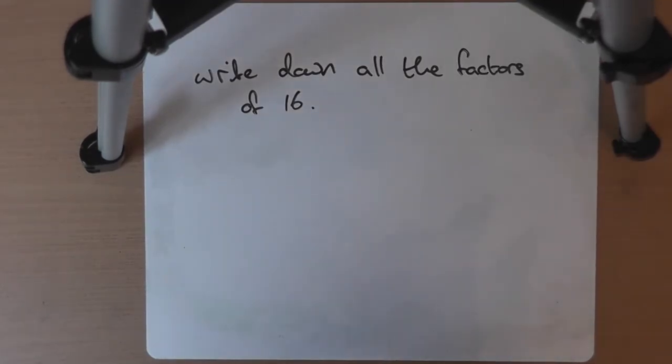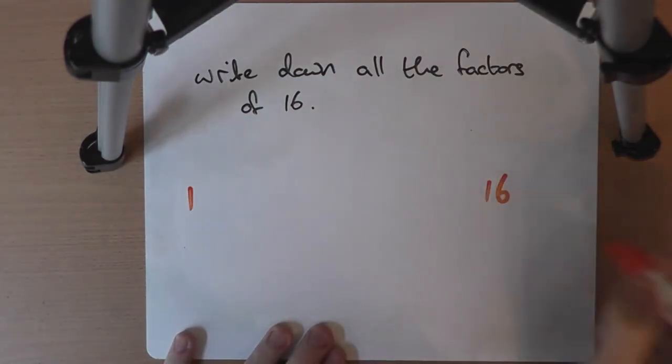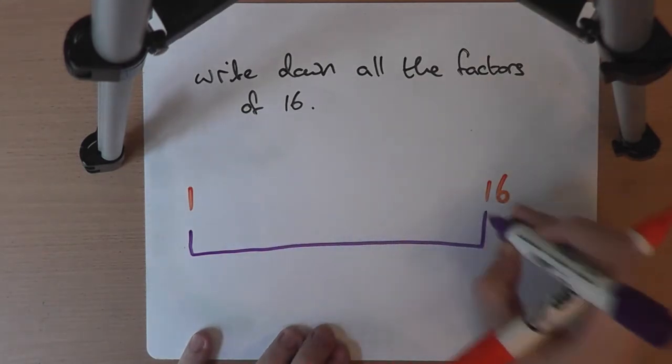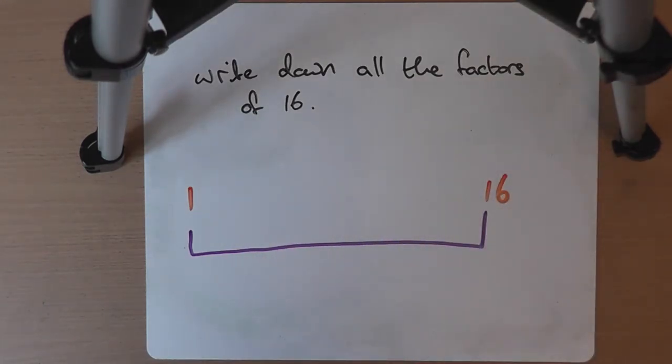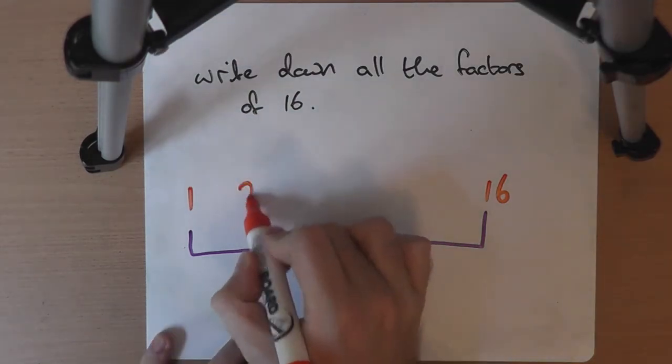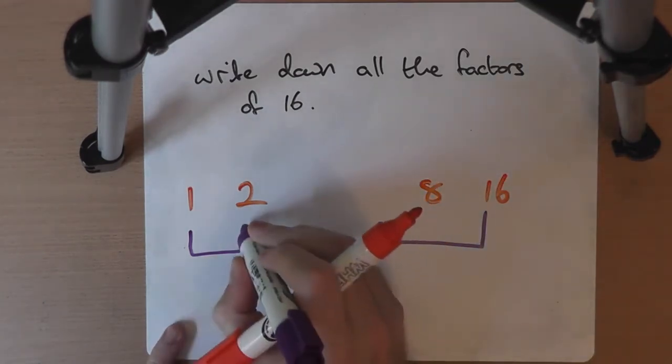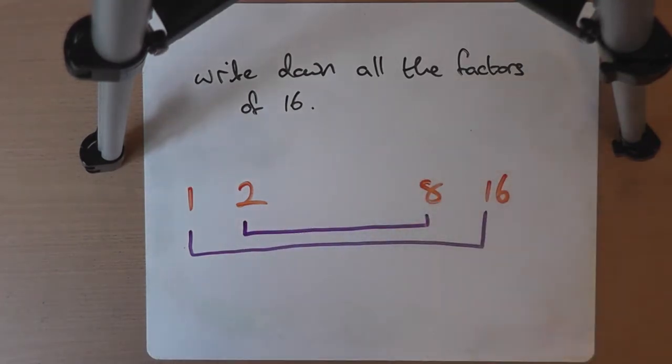Write down all the factors of 16. So once again, 1 and 16, the two ends of our list, the extreme cases, and any factors of 16 must be bounded between 1 and 16. We can check the next number up from 1, which is 2. 2, 4, 6, 8, 10, 12, 14, 16, yes it will. So 2 can go on, and 8 2s make 16. So 2 and 8 are a pair, and now any other factors must be contained between 2 and 8.